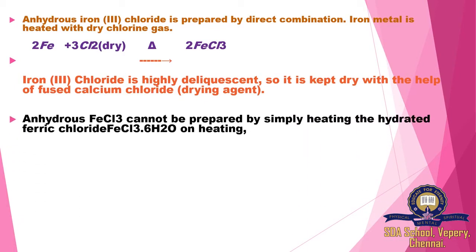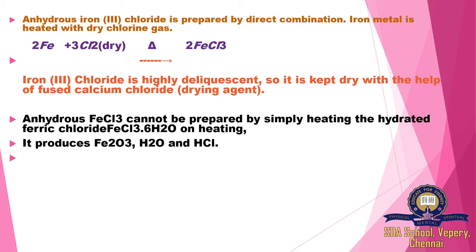Iron(III) chloride is highly deliquescent, so it is kept dry with the help of fused calcium chloride. So here, to keep the iron(III) chloride dry, we are using the drying agent fused calcium chloride. For the chlorine gas, we use sulfuric acid as a drying agent.